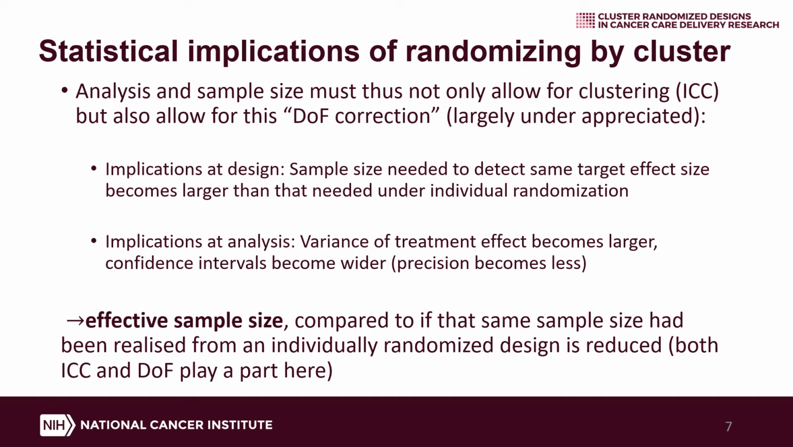At the design stage, the sample size that's needed to detect the same target effect size becomes larger than that needed under individual randomization. And at the analysis stage, the variance of the treatment effect becomes larger, so the confidence intervals become wider and the precision becomes less. And we might think about what we might term the effective sample size. And this is compared to that had the sample size that had been realized come from an individual randomized design, and it's effectively reduced. And both the ICC and the degree of freedom have a part to play here.